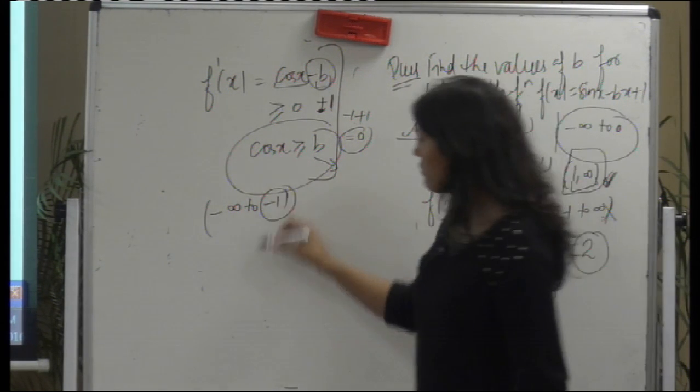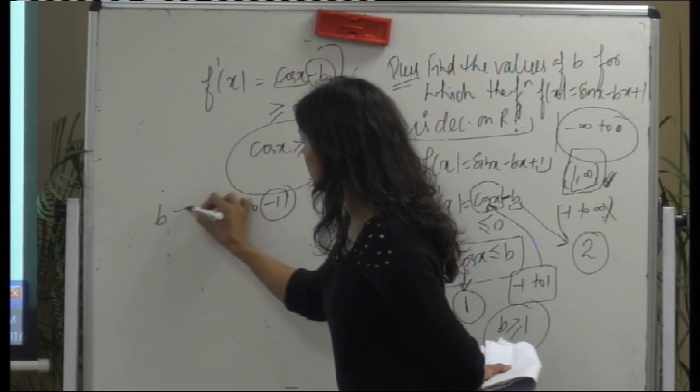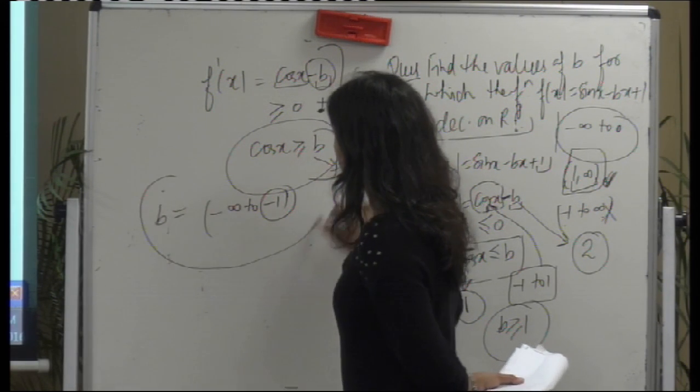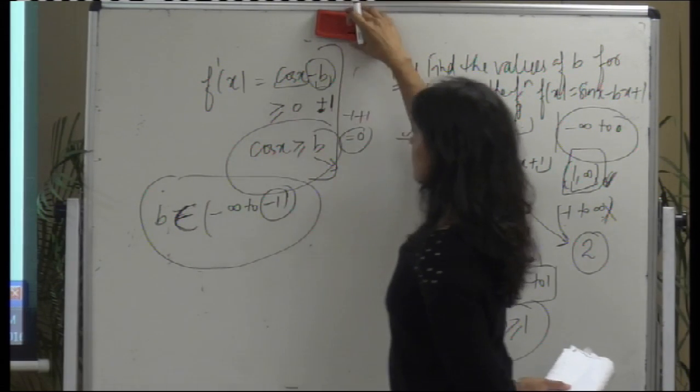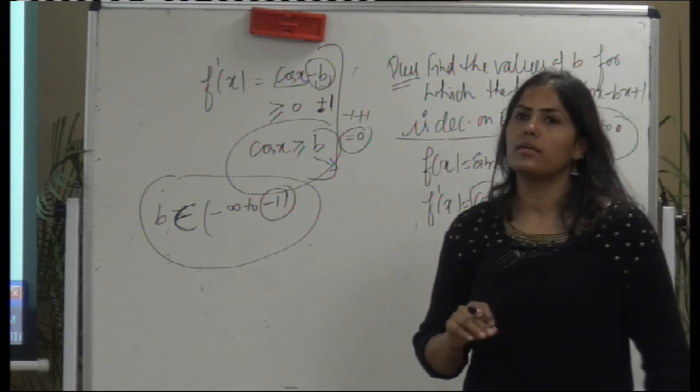Is it fine? So this is the B value. These are the B values. So the B interval is this; B belongs to this interval. Good. So it's okay? It's clear?